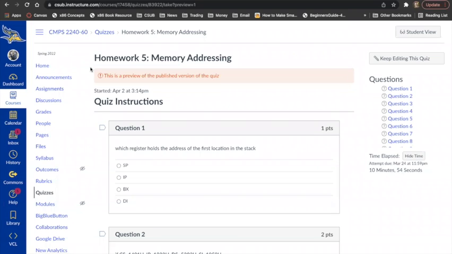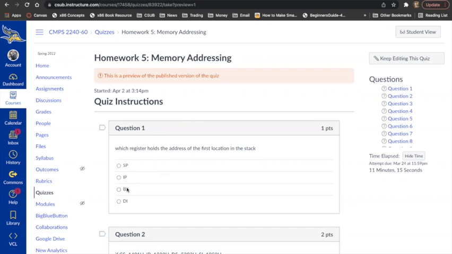Okay, so the first problem is: which register holds the address of the first location in the stack? The question is pretty straightforward. Let's look at our options. The first option is stack pointer. The second option is instruction pointer.